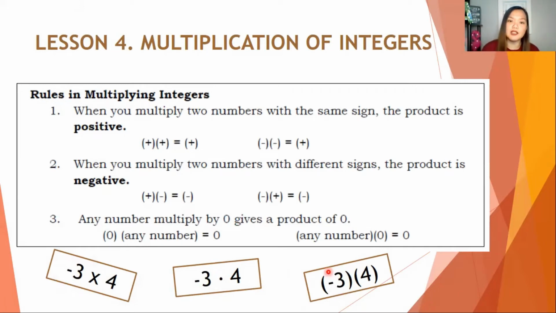But since you are already in 7th grade, and higher mathematics will require having the solutions in this manner, let's use this one. That is the parenthesis. So there are 3 rules in applying multiplication of integers. If both are positive, positive. If both are negative, positive. If they are not the same, positive and negative, or negative and positive, the answer is negative. And if it is 0, then 0. So any number multiplied by 0 is 0.